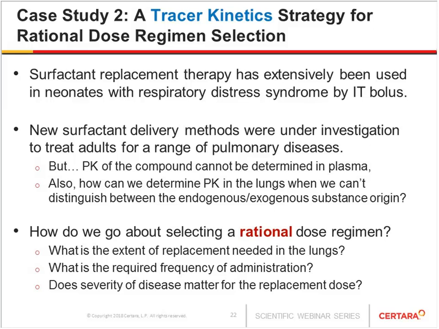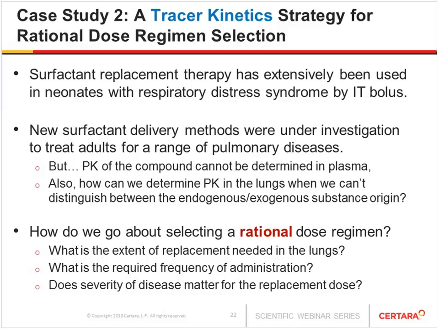In the particular example where I had the pleasure of being involved, this was a project where we were looking at a new surfactant delivery method intended for adult dosing, where we were looking at administering this surfactant in a way which would be more amenable than intrathecal bolus, so a better delivery method in that case.